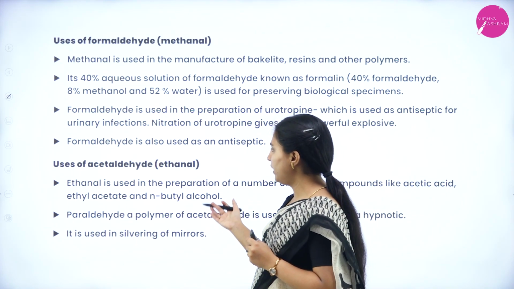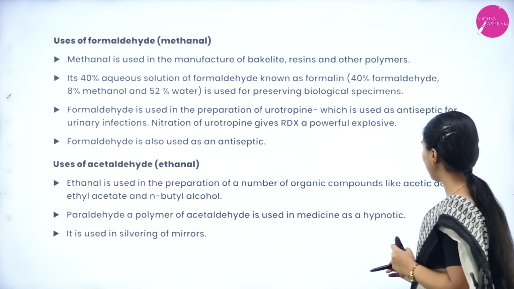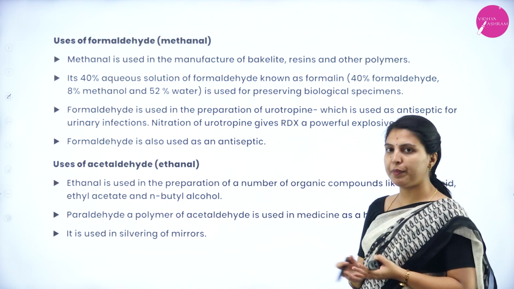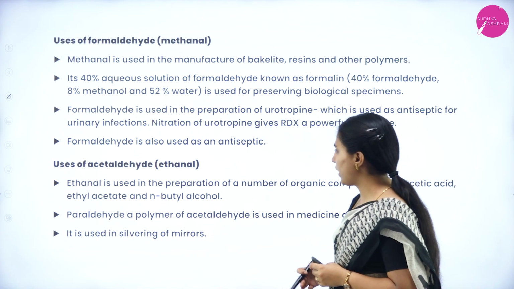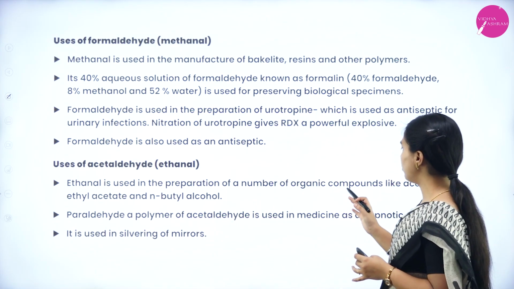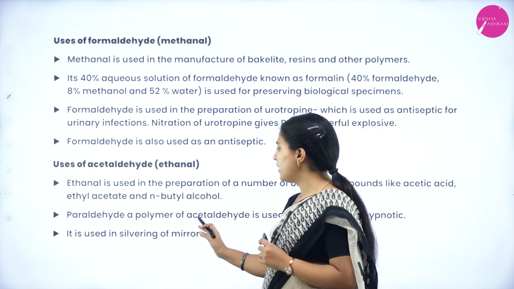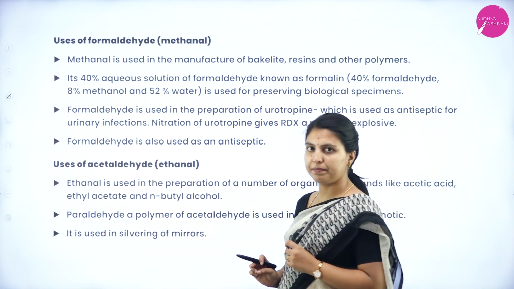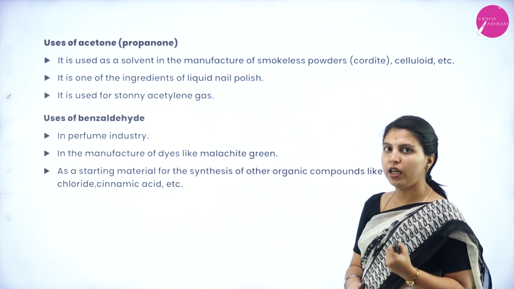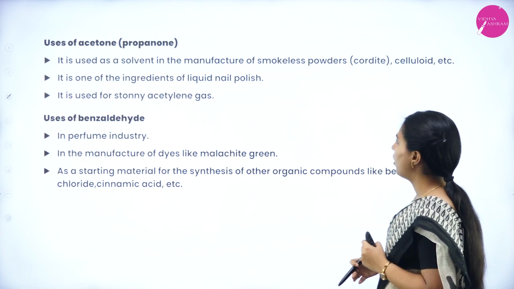Next, acetaldehyde, that is ethanal. Ethanal is used in the preparation of a number of organic compounds like acetic acid, ethyl acetate, n-butyl alcohol. Paraldehyde, a polymer of acetaldehyde, is used in medicine as a hypnotic. It is used in silvering of mirrors. Okay, that is acetaldehyde. Next, acetone, which is propanone, used as a solvent in manufacture of smokeless powders or celluloid.